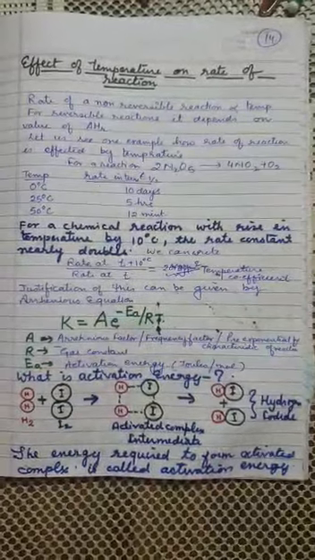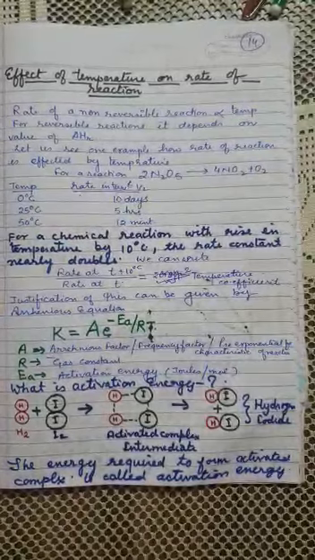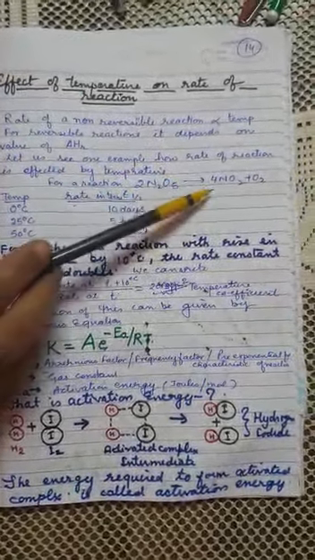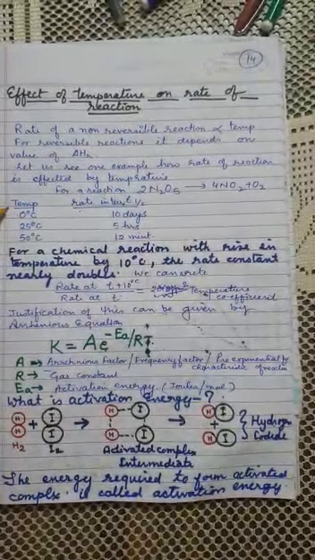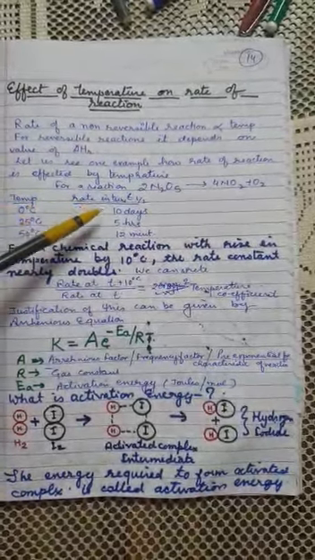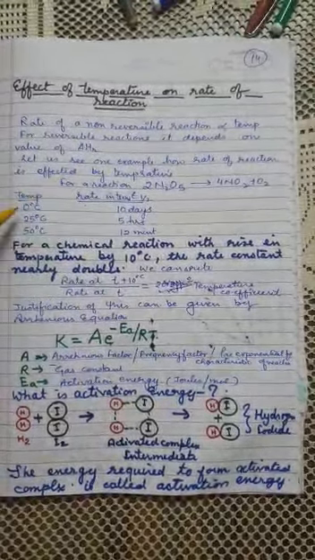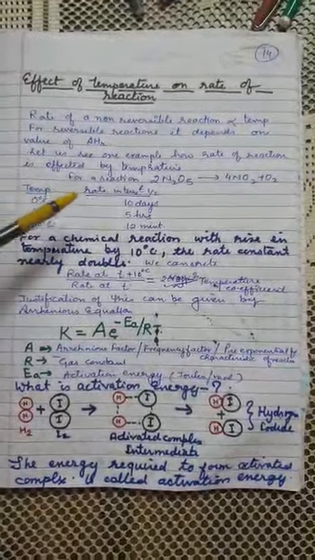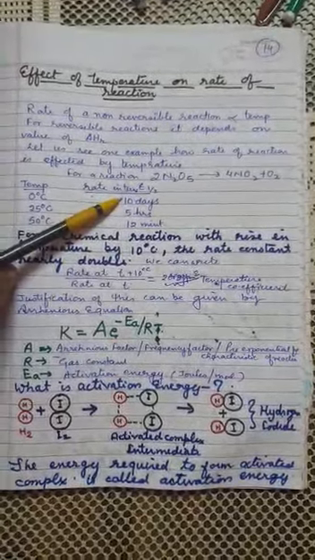For example, let us see the decomposition of nitrogen pentaoxide, N2O5. N2O5 on decomposition gives 4NO2 plus O2. Now when we calculated, we determined the T half of this reaction at different temperatures. The values were like, at 0 degrees Celsius, the T half was 10 days, means it took 10 days for the reactant to become half.